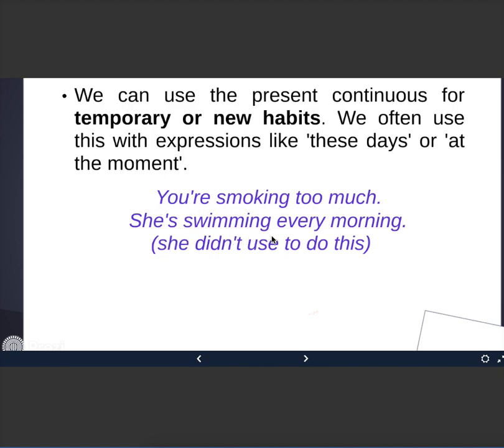She's swimming every morning. Ella está nadando todas las mañanas. Pero ella no solía hacer esto, es algo nuevo. She's swimming every morning. You're smoking too much. That is something temporary. That is something new. ¿Ok? Cuando tienen hábitos temporales o nuevos.